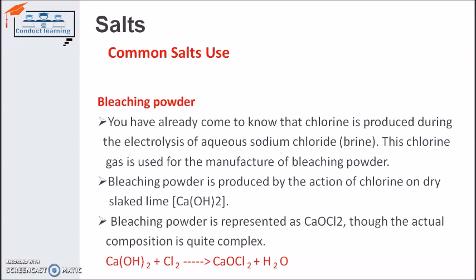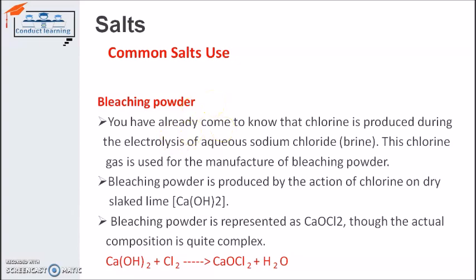Bleaching powder is produced by the action of chlorine on dry slaked lime. We have also learned that slaked lime is nothing but calcium hydroxide, and the formula for this is Ca(OH)2. So when chlorine reacts with calcium hydroxide, it produces calcium hypochlorite and water. The chemical equation for this is mentioned there.